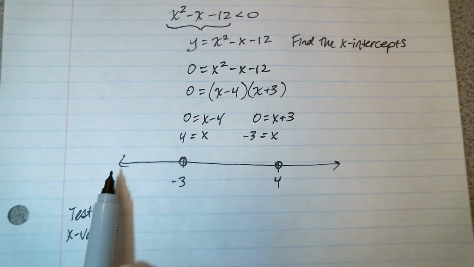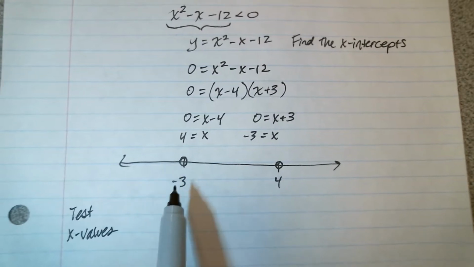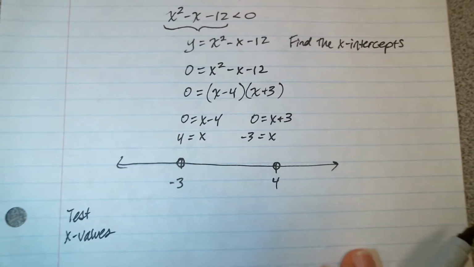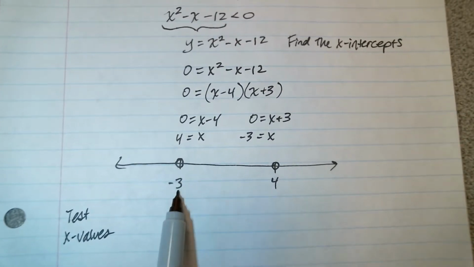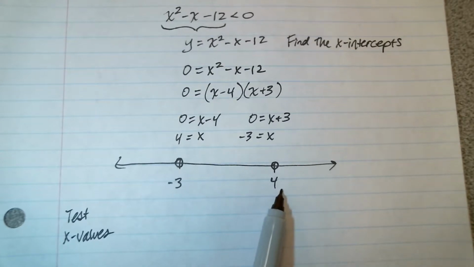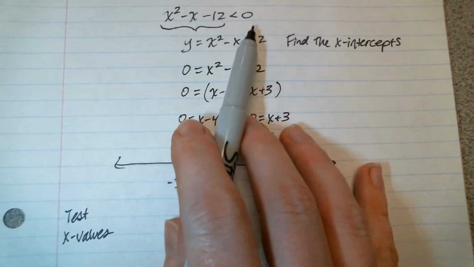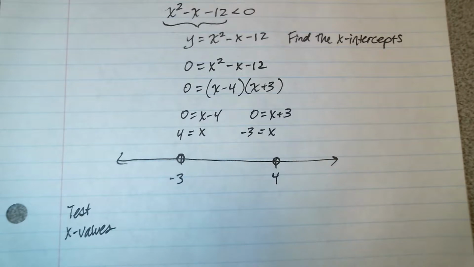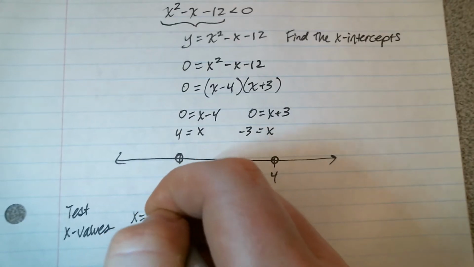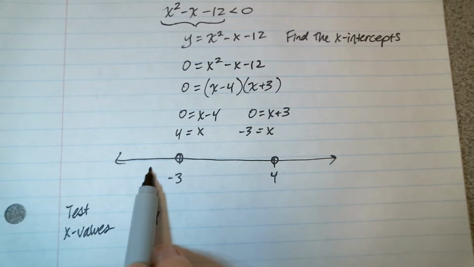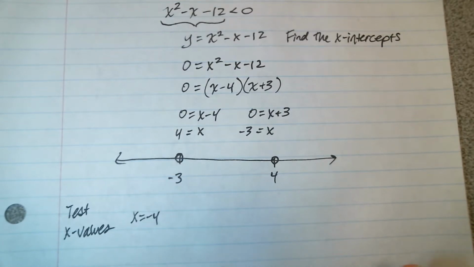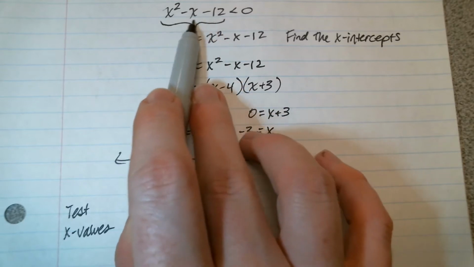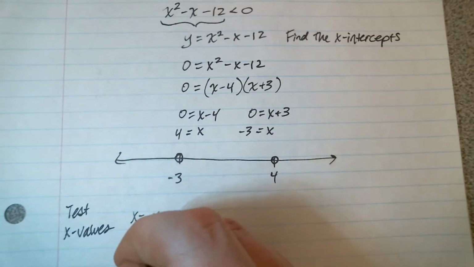Now, it doesn't matter what value you choose from this region, but why not make it easy on yourself? Pick an easy number. You can't pick negative 3 or 4 because we already know when you plug those in, you'll get 0. What I'm looking for is above 0 or below 0, so positive or negative. So I'm going to substitute in negative 4. Negative 4 is definitely in this region right here. It's a pretty easy number to work with. So I'm going to substitute that into my polynomial up here.